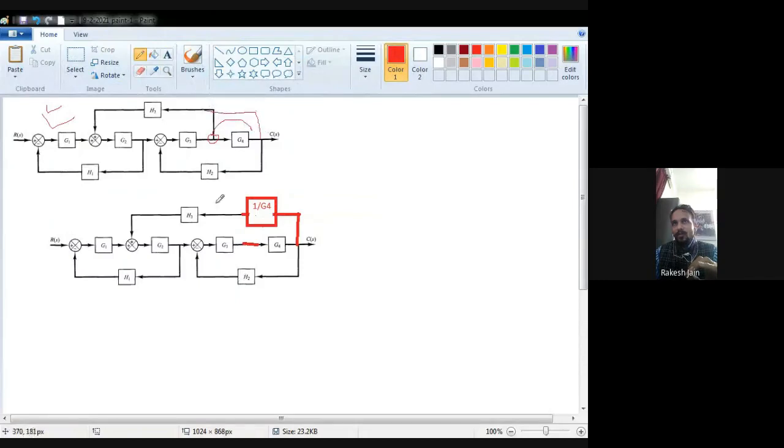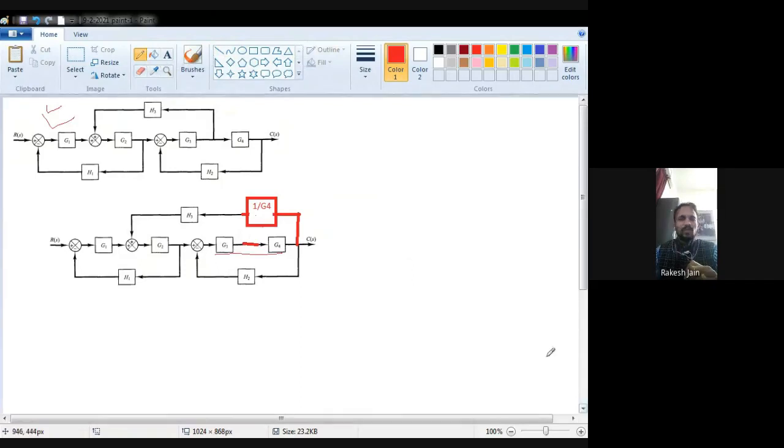Okay. Now once again I am repeating this. This is my question. Now I have to solve this question. First of all, I just move this pick off point just after the block. So this total line will be moved after the block. Okay. Now this will be removed. I do this with the help of the rule that if you move a pick off point after a block, the gain of the block will come in reciprocal manner, 1 by. The gain of the block was G4, so now it comes in the format of 1 by G4.